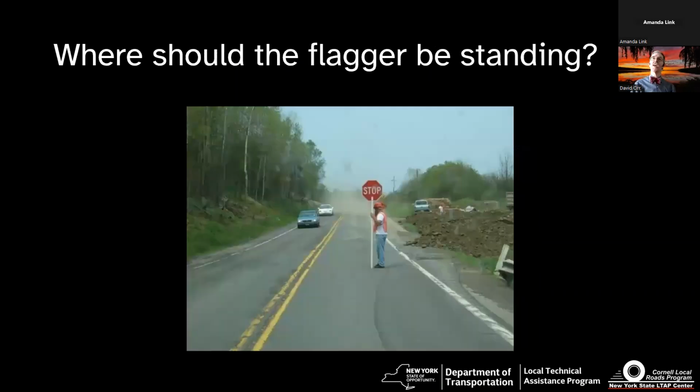Okay. So where should this flagger be standing? By the way, we're just doing this via the Q&A. We're answering this. Yeah, it should be out of the lane, off the road.